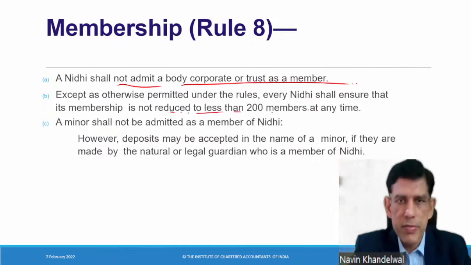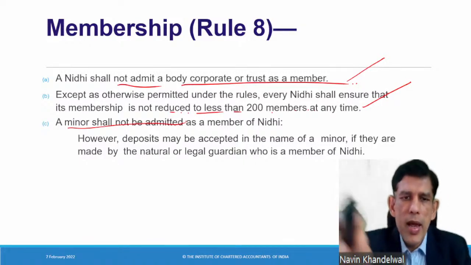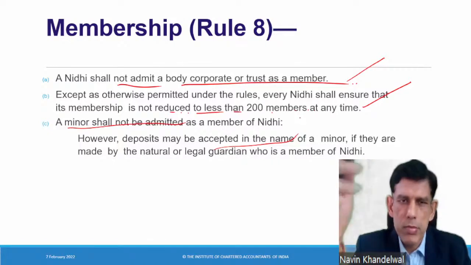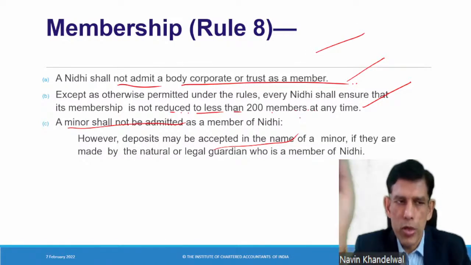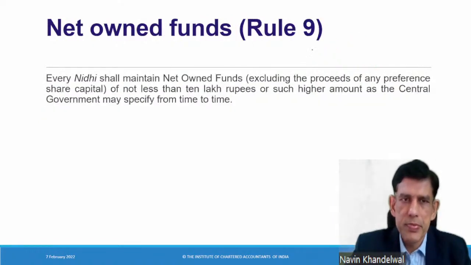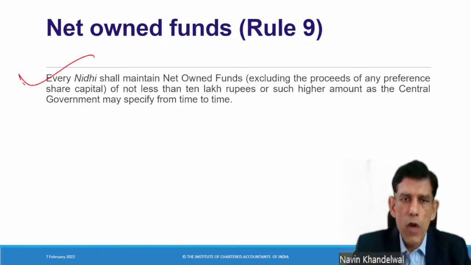This is already a condition for membership. No body corporate or a trust as a member. Members should not be below 200. And minors should not be admitted as a member. However, deposits may be accepted in the name of a minor. So this is regarding the membership rule. Very easy. No confusion, friends. Net owned funds, as we have already discussed, of not less than 10 lakh rupees or such higher amount.